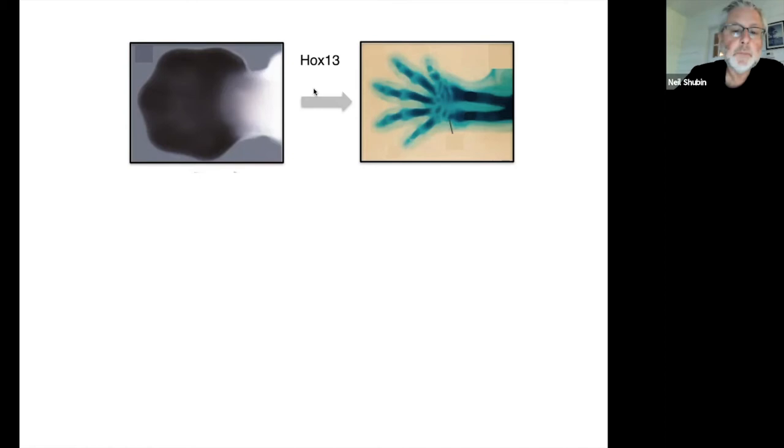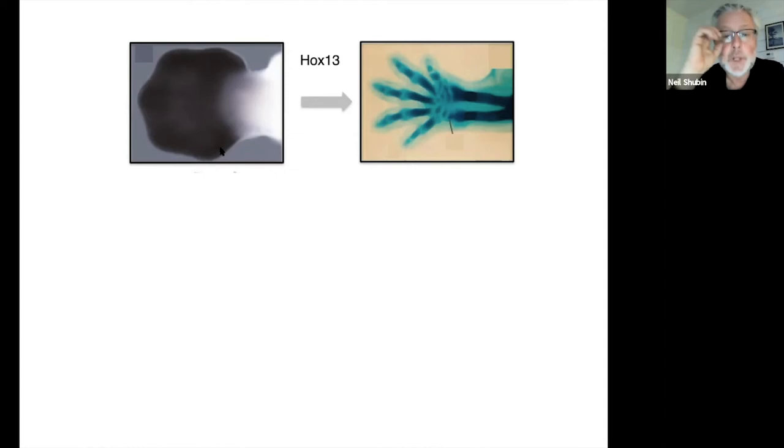And what you see here shown in black on the left is where the HOX13 genes are turned on. This is a probe that turns black to show where that gene is active. And what you should immediately notice is in early development, the HOX13 genes are active in the terminal end where the digits and wrists will form.